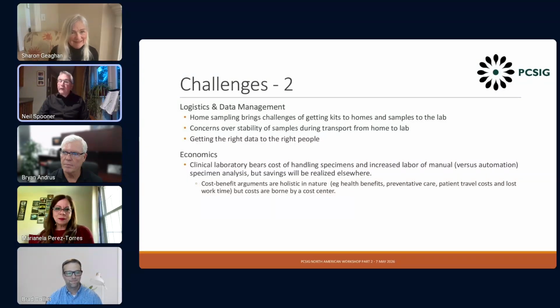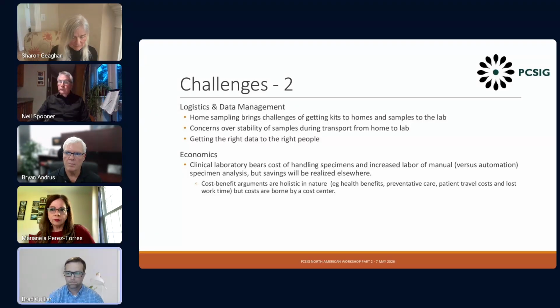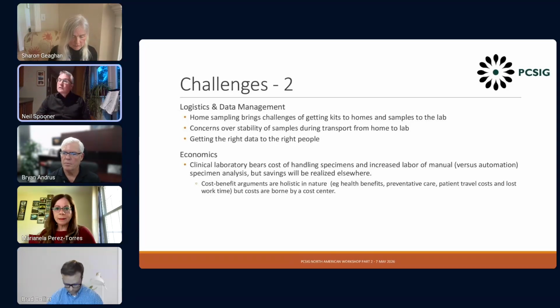Before we do go there, we've got 20 minutes left. Any other comments on logistics and data management at all? Okay, so let's jump into economics and cost benefit models.